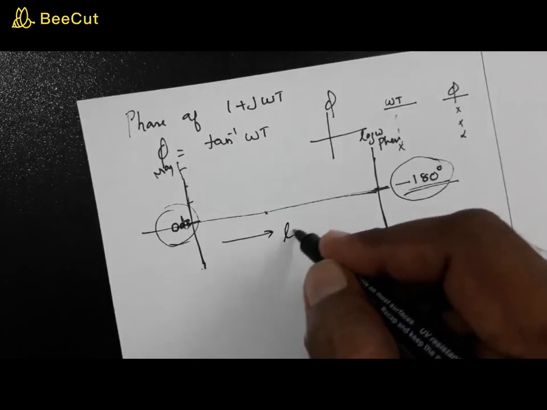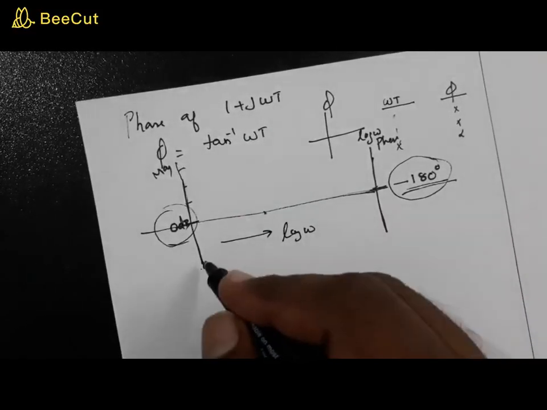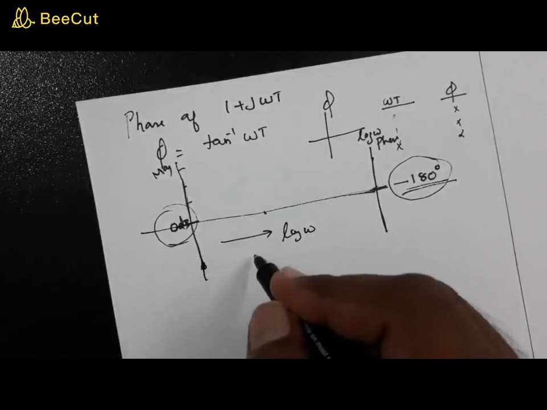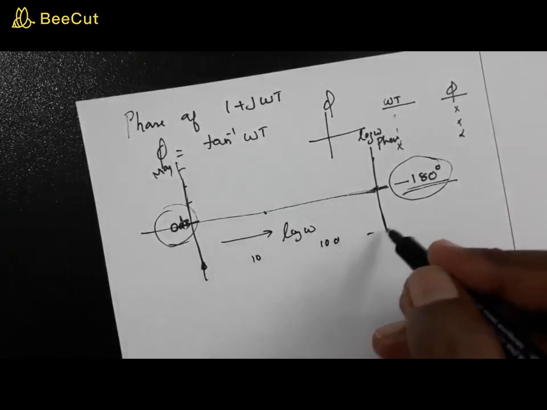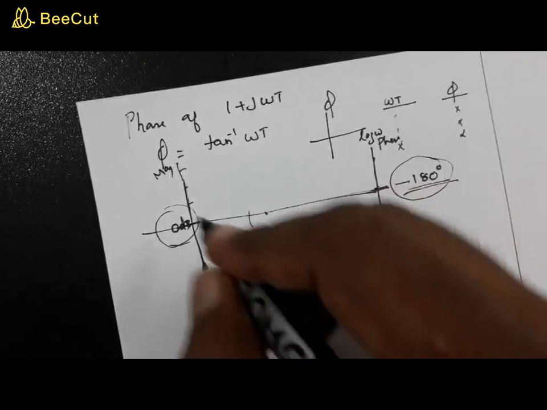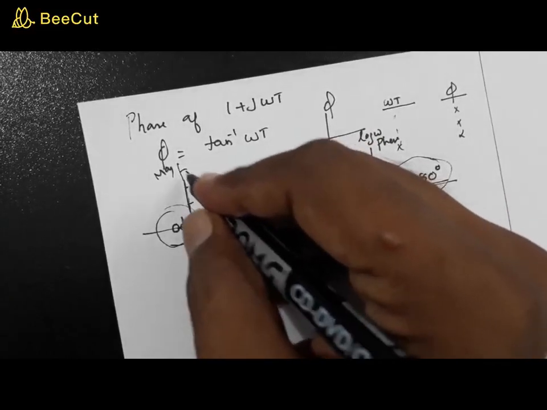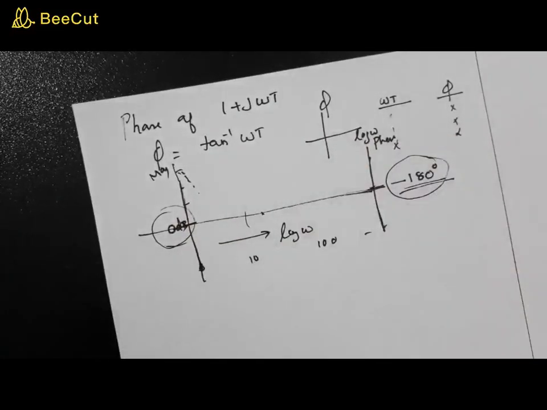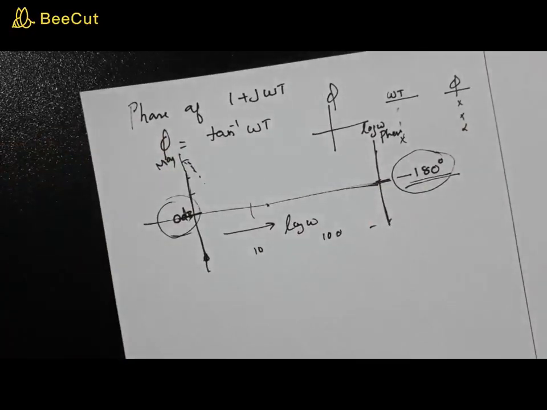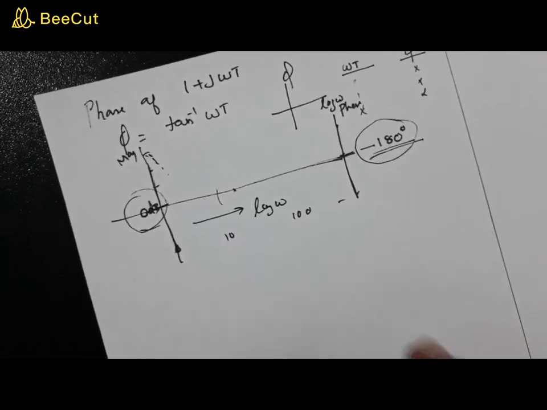This is the axis where you plot log omega. So this is 1, then you have 10, 100 and so on. You will have a magnitude plot as well as the phase plot in the same graph. On comparing these two plots, we can say many things about the stability of the system, or this gives you a wider picture of the relative stability.